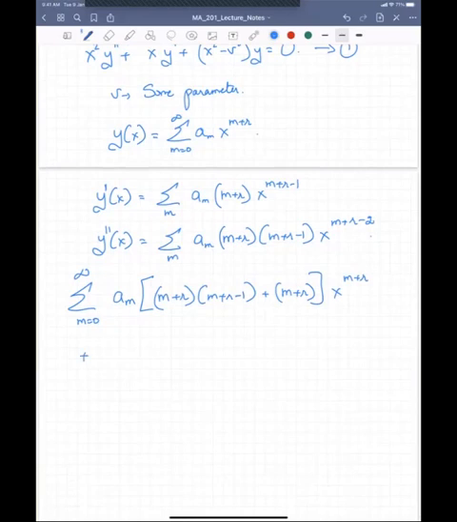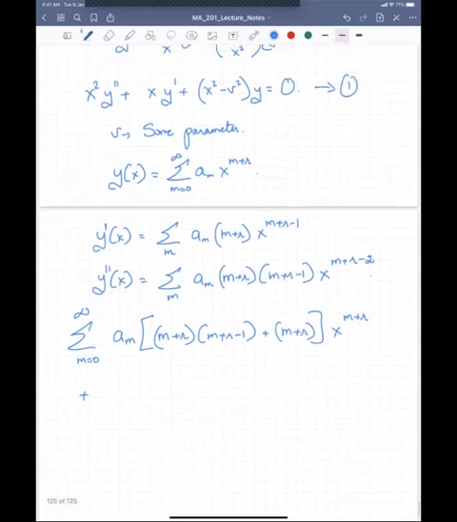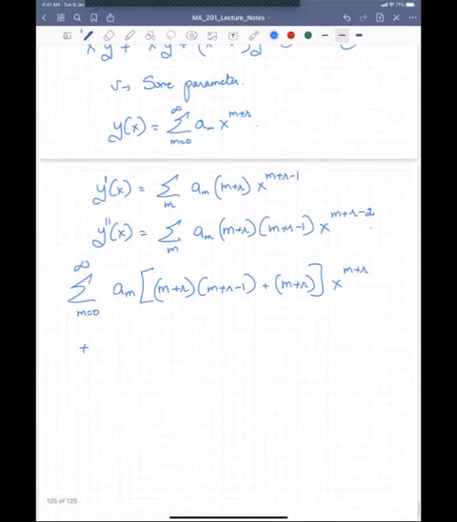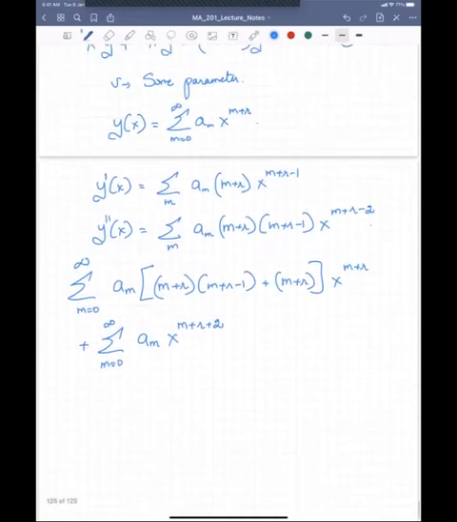And now the third term again has 2 pieces. The first piece is x squared times y. The second piece is nu squared times y. So the x squared times y piece has the form a_m x to the m plus r plus 2. Okay, because y is x to the m plus r, so I'm multiplying this by an x squared piece. The minus nu squared piece again has the same structure as the first term, a_m x to the m plus r. And this whole thing has to be equal to 0. Okay.